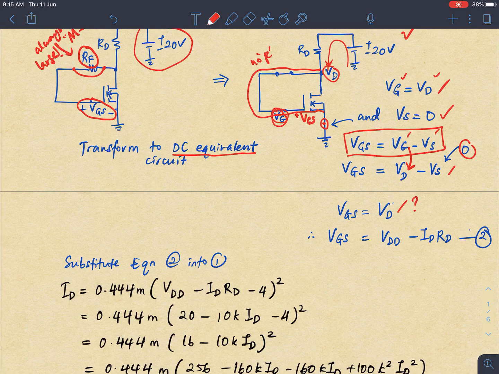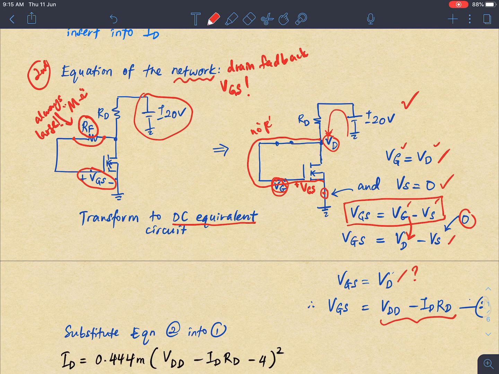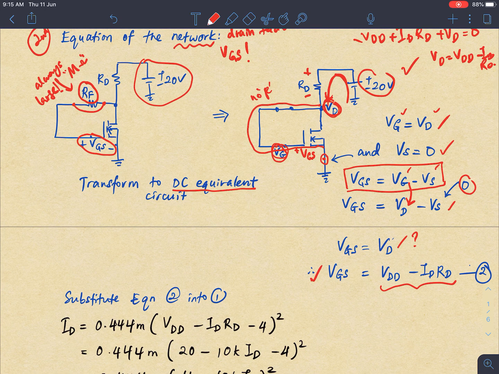And what is VD? VD equals VDD minus ID RD. How do we get that? I do this loop from here to here. Negative VDD, plus ID RD, plus VD equal to 0, then you get VD equal to VDD minus ID RD. Here is the equation. So now I have these two equations.